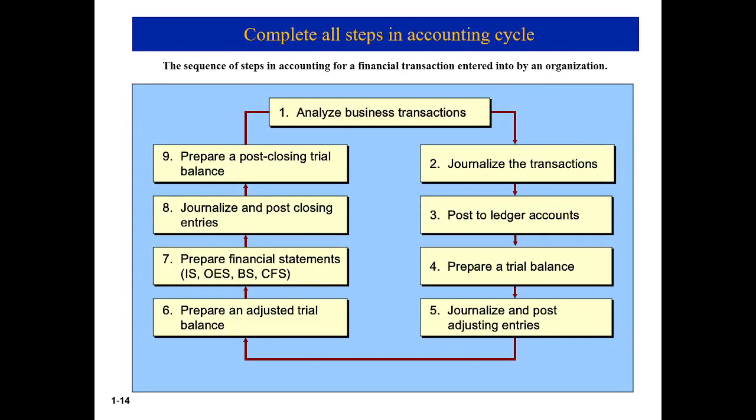Now the steps in the accounting cycle. Actually, in the accounting cycle we have 9 points. First one, analyze business transactions. Second, journalize the transactions, post to the ledger accounts, prepare the trial balance, journalize and post adjusting entries, prepare the adjusting trial balance, prepare financial statements, journalize and post closing entries, and prepare the post closing trial balance.